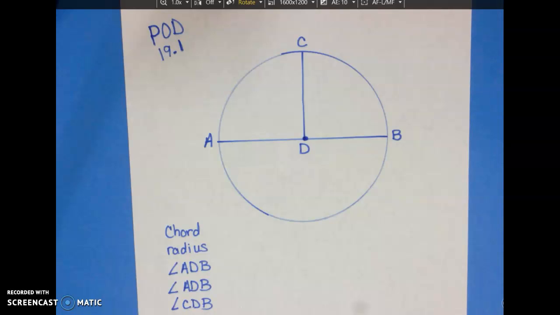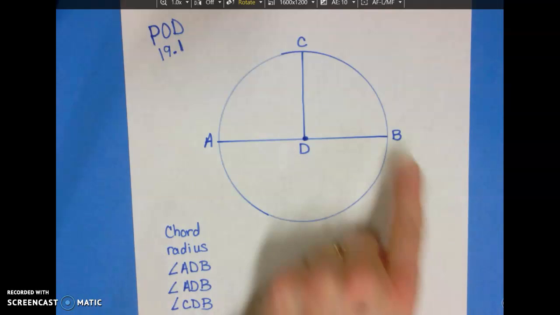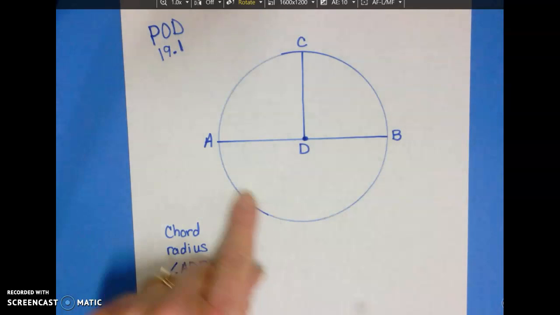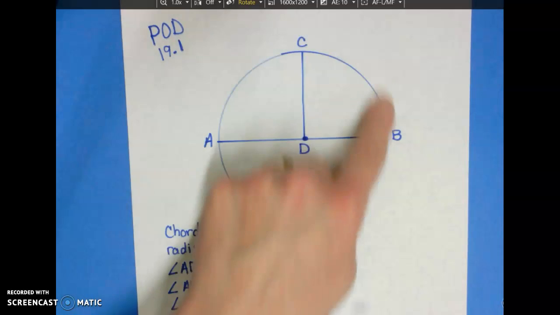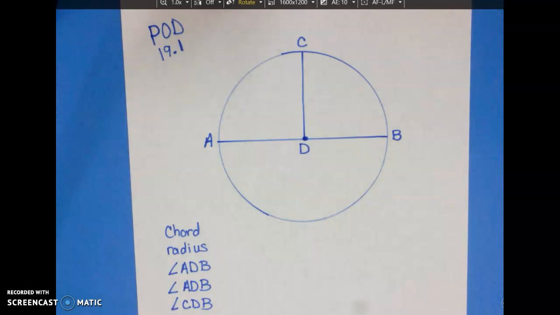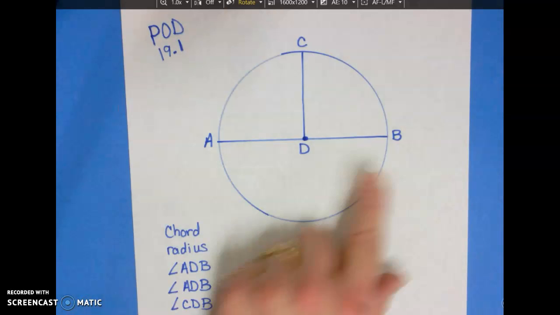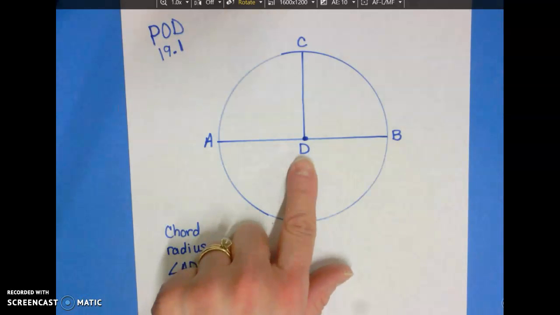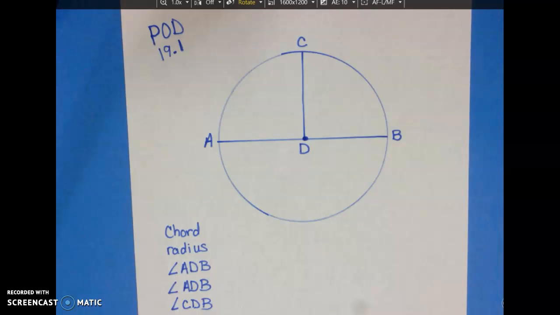Now there's some really important lines that you need to know the names of when we are dealing with a circle. First of all, the blue line that goes all the way around the circle, that would be called the circumference of the circle. And when I have a straight line that touches either end, like A and B, and must go through that center point, that has a couple of different names. I would call that the diameter of a circle.